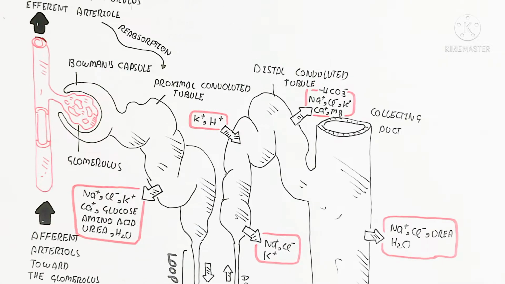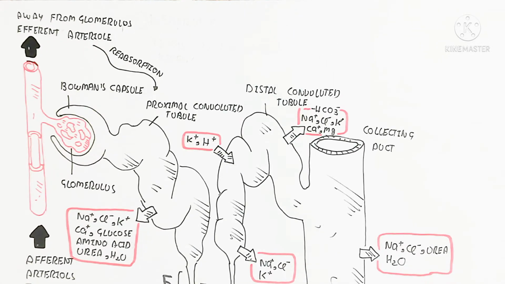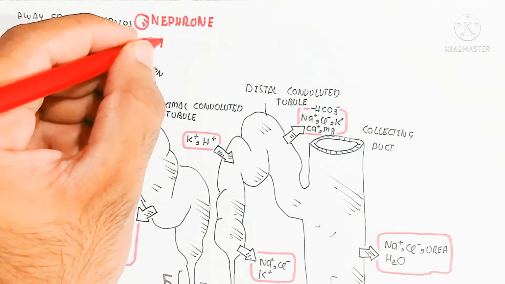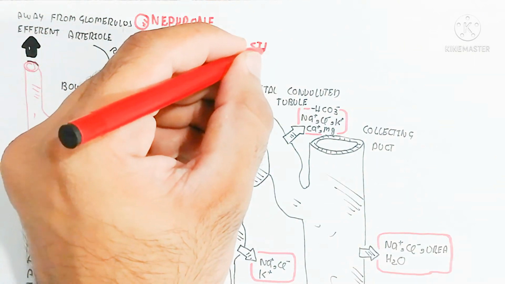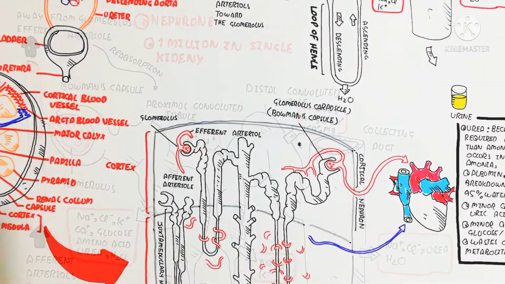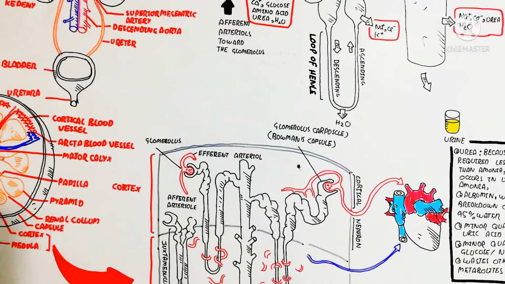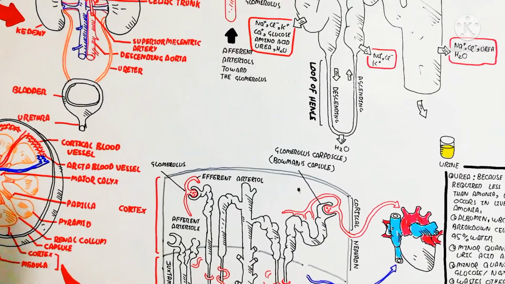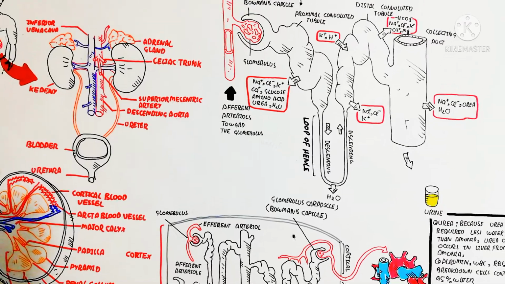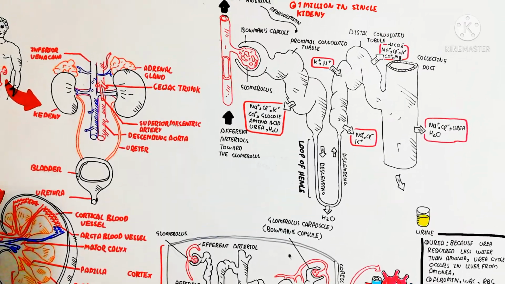In the next video we will discuss the mechanism of reabsorption from the nephron, and we will also learn about the blood pressure that creates the filtration, the glomerular pressure, and the filtration mechanism. I hope this video made sense. Please wait for the next video.